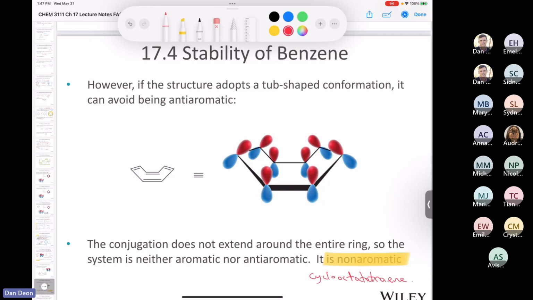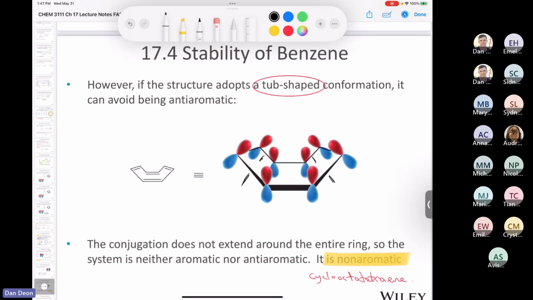Okay, I would memorize this. It can adopt this tub shape. And what happens is when it adopts this tub shape, it breaks the orbital overlap between the p orbitals. You can see that here and here, for example. You can't have continuous overlap, because it breaks those pi bonds out of the plane on the bottom.